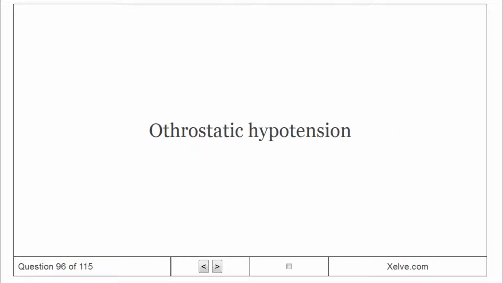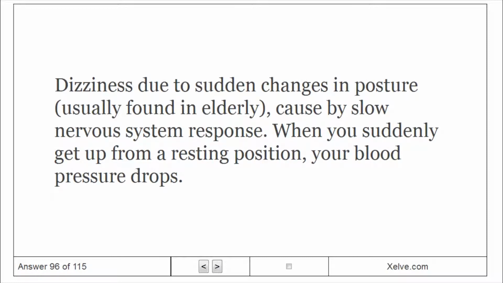Hypotension. Low blood pressure, generally a systolic of under 100 mm Hg. Orthostatic hypotension. Dizziness due to sudden changes in posture, usually found in elderly, caused by slow nervous system response. When you suddenly get up from a resting position, your blood pressure drops.